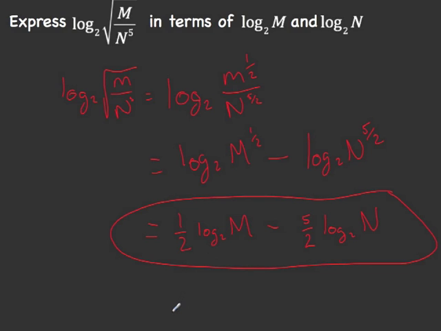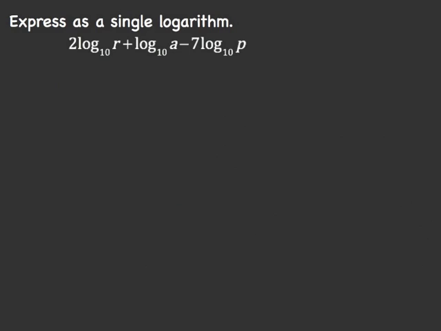Now, you're probably saying, well, hang on a second, how can this be useful? Well, we can take things that look like this and work them backwards, so we can turn it into a single logarithm, and that could make our life better. So let's try that. We're going to express this as a single logarithm. The first thing I'm going to do is use that third law backwards. I'm going to take this 2, make it the exponent of r. I'm going to take this 7, make it the exponent of p.